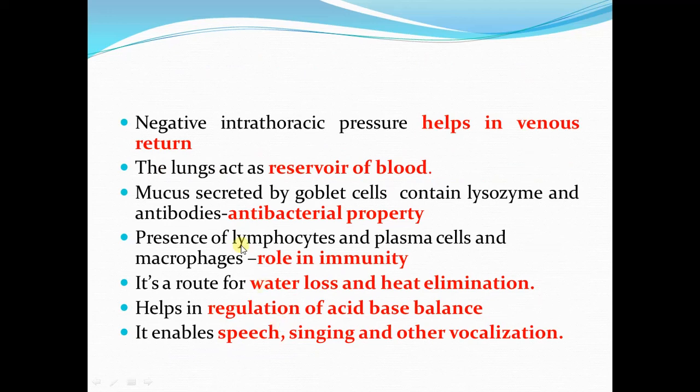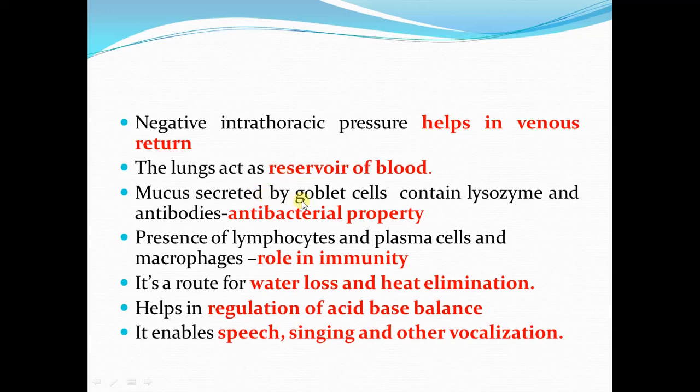The negativity of the intrathoracic pressure helps in the venous return. During inspiration, when intrathoracic pressure becomes further negative, it increases the venous return to the heart. This is called the respiratory pump for the venous return. Then lungs act as a reservoir of blood. We have discussed this function in detail when we talked about the pulmonary circulation.